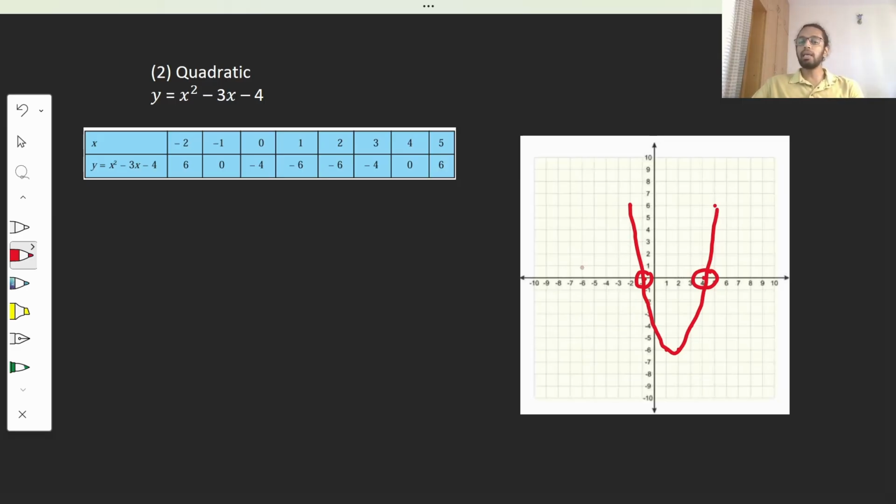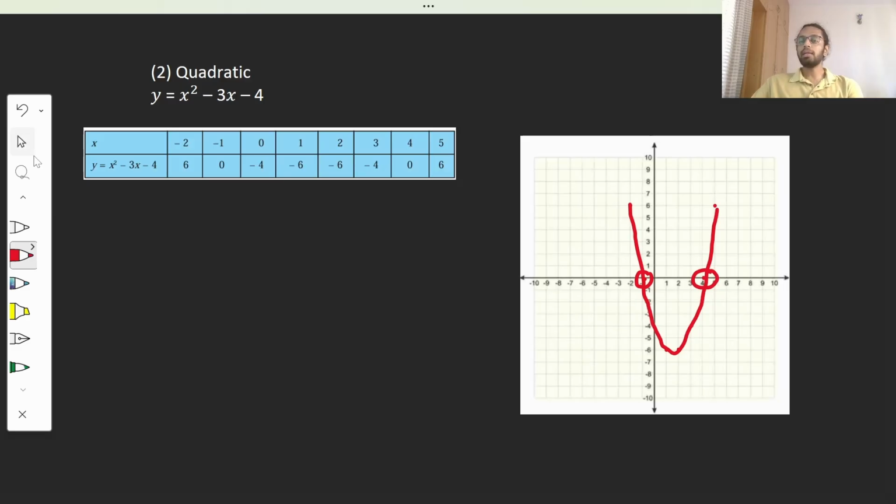For example, in the linear case, like the previous case, we get a straight line and it joins the x-axis at only one point, which means it has 1 zero. Here in the quadratic case, it cuts the x-axis at 2 points, which means it has two zeros.